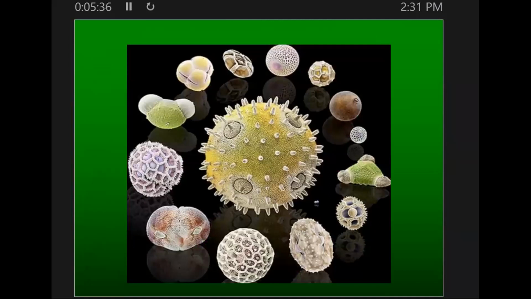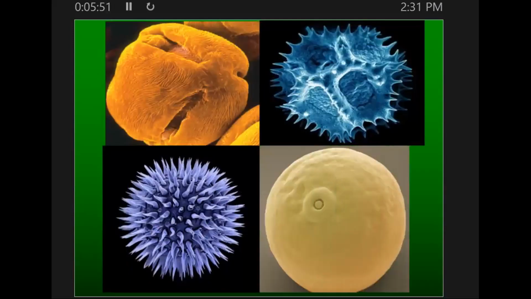And they've been used in forensic anthropology, I guess, to solve murder cases because they're so specific that they have been able to track down murder suspects based on the pollen left at the crime scene. So, okay, you'll look at pollen grains as well under the microscope in lab. All right, I'm going to stop there.